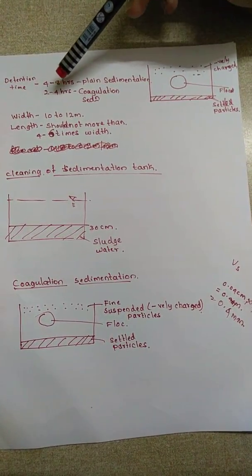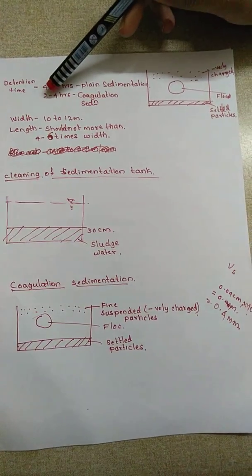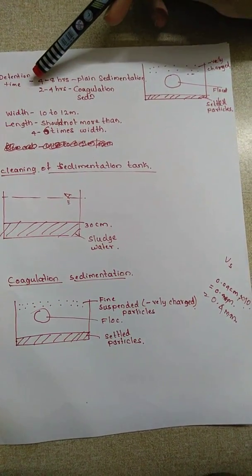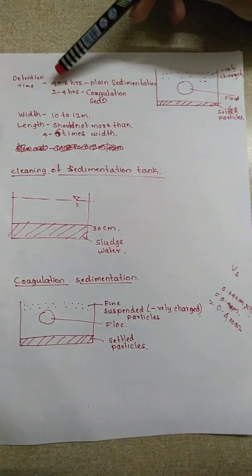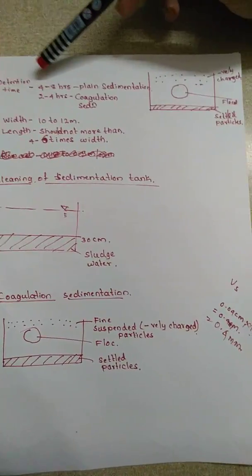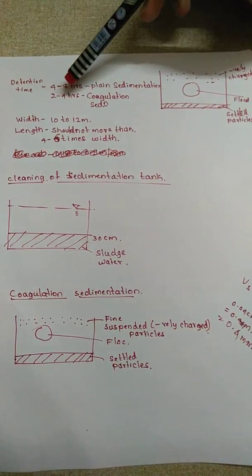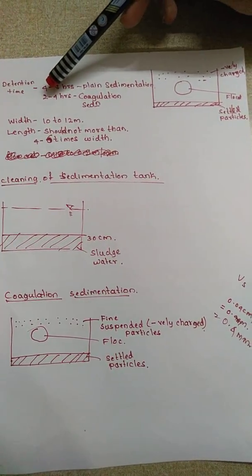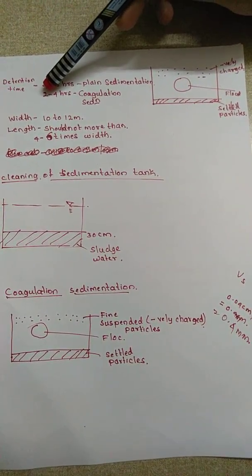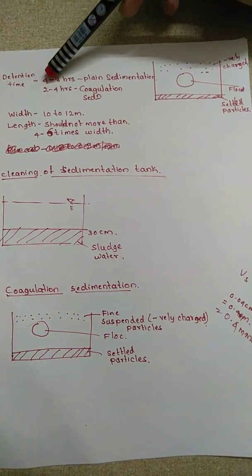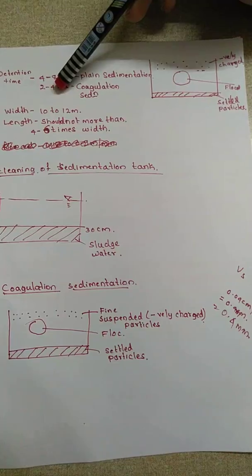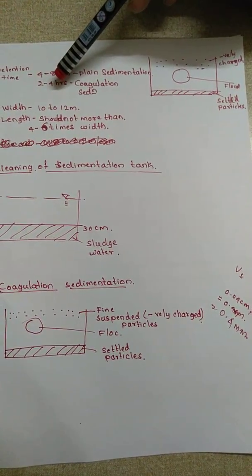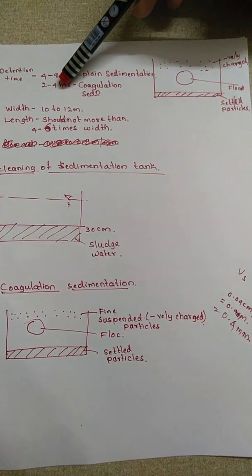For coagulation sedimentation, it is between 2 to 4 hours. Now, between plain sedimentation and coagulation sedimentation, you can see the difference. In plain sedimentation we are giving more detention time, and in coagulation sedimentation we are giving less time, that is 2 to 4 hours. Why this is more and why this is less, I will tell you in detail when we discuss coagulation sedimentation.